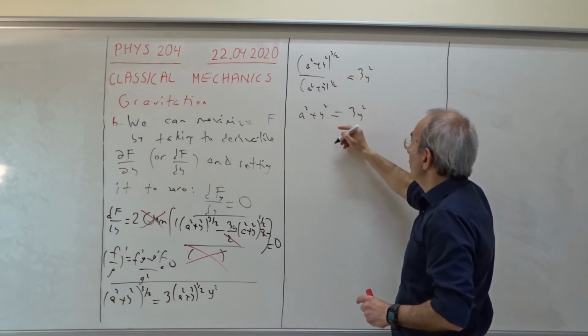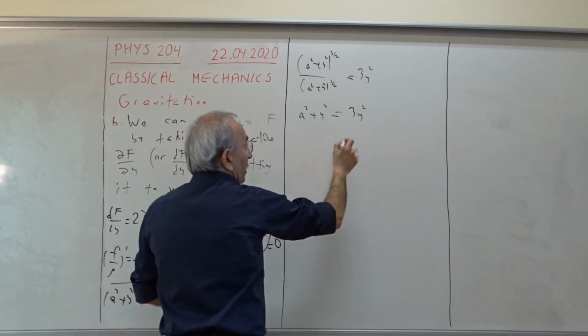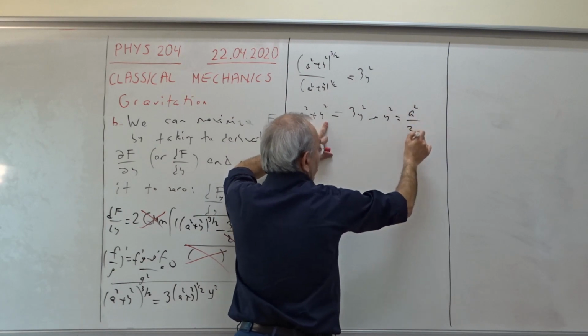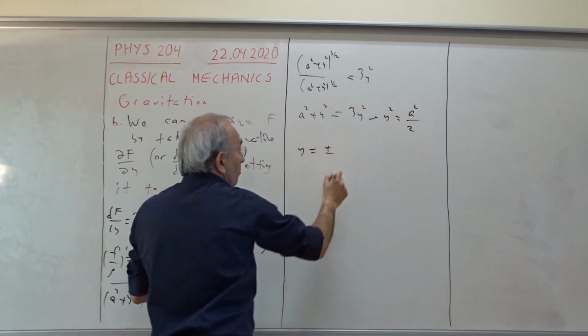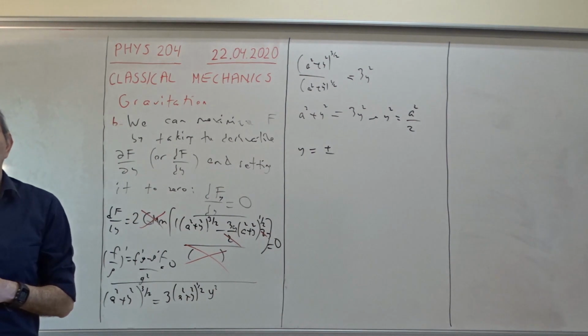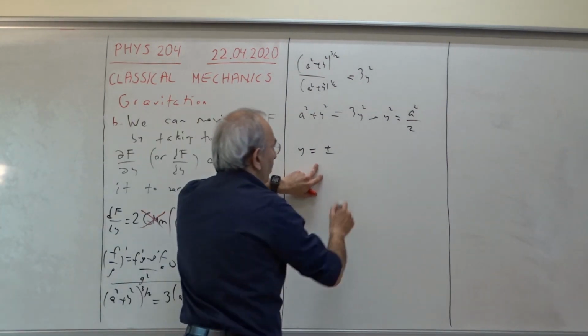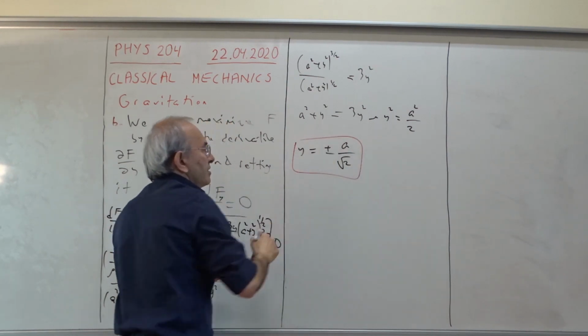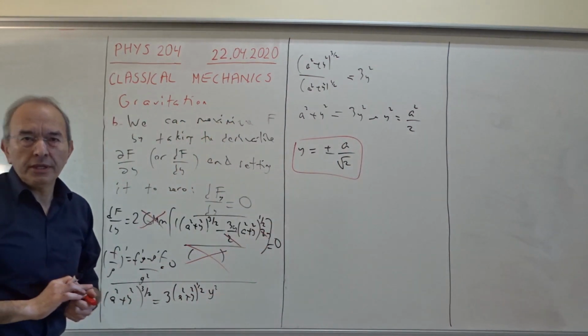It turns out to be 3y squared, and finally y squared is a squared over 2. So y is equal to plus or minus, don't neglect the negative possibility, plus or minus a over root 2. So these are the places where the force will be maximum.